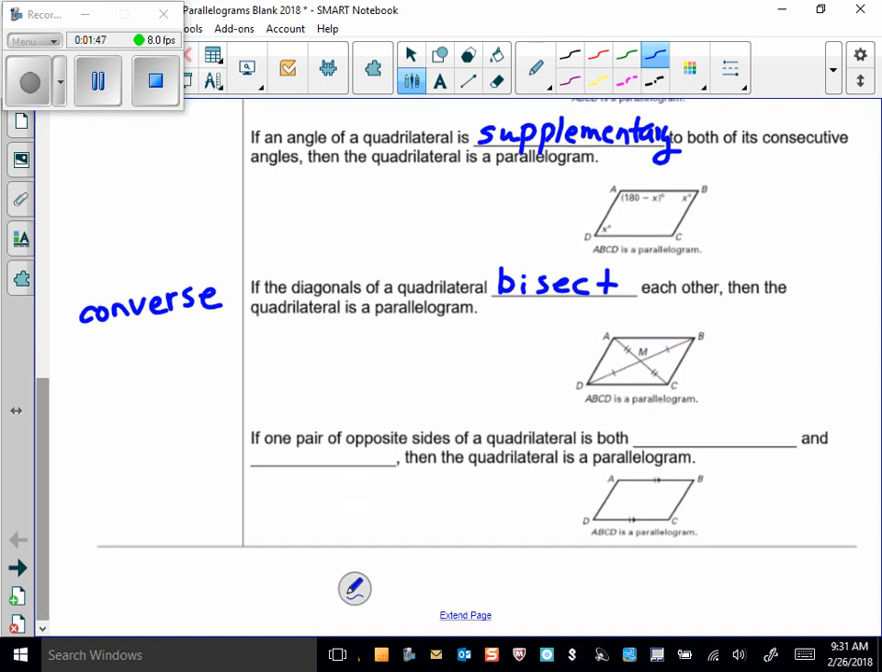And finally, if one pair of opposite sides of a quadrilateral is both parallel and congruent, then the quadrilateral is a parallelogram. We didn't have a theorem like this last time, but this is a good one. It kind of gives us a shortcut if we're trying to prove that we have a parallelogram. So if I have just one set of opposite sides and I know they're both congruent and parallel, then I know that quadrilateral is a parallelogram.